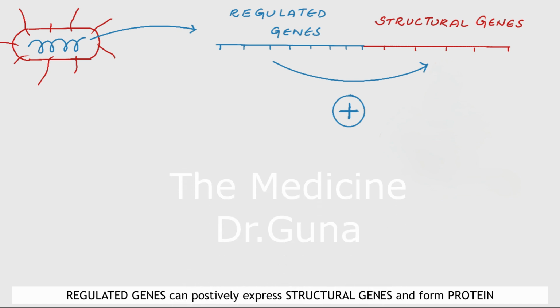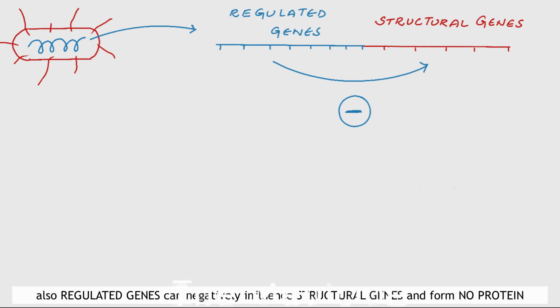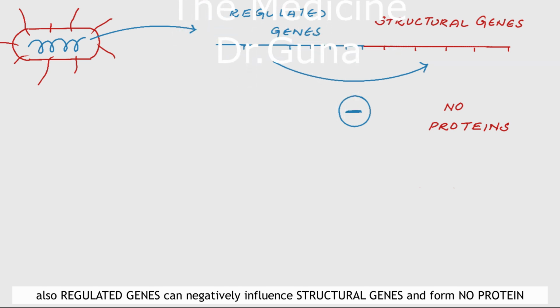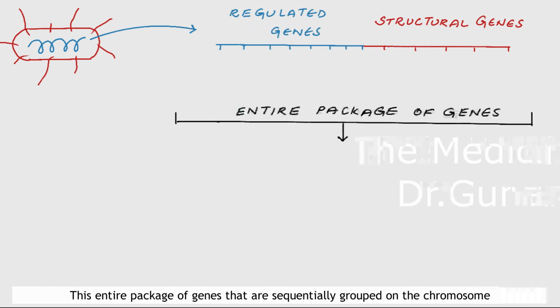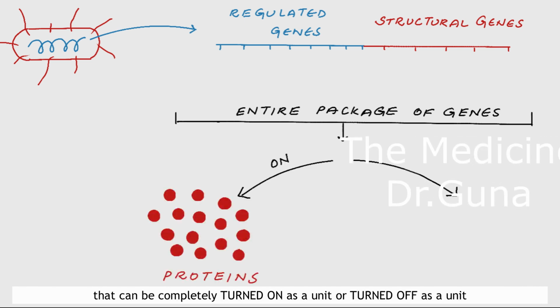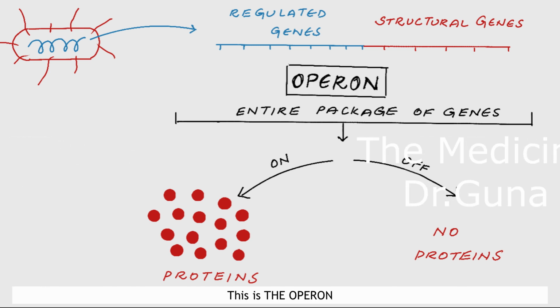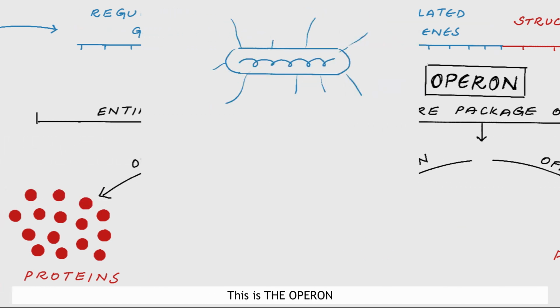Regulated genes can positively express structural genes and form proteins. Also, regulated genes can negatively influence structural genes and form no proteins. This entire package of genes that are sequentially grouped on the chromosome that can be completely turned on as a unit or turned off as a unit, this is the operon.